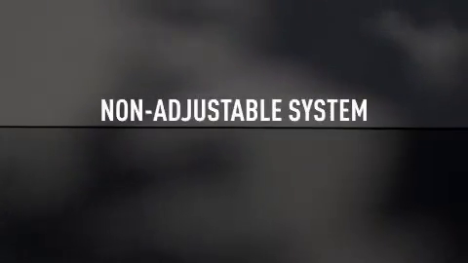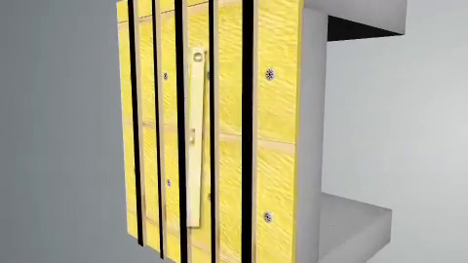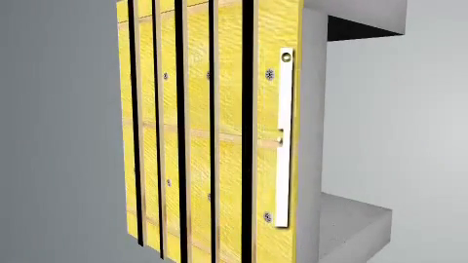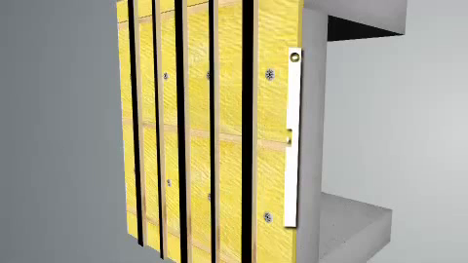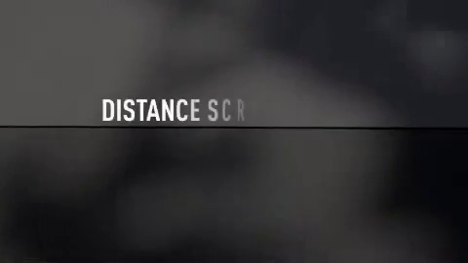Non-adjustable system. One way is to fix a series of counter battens horizontally across the wall and infilling them with insulation. Over these, the vertical battens are securely fixed at centres to suit the panel layout. This method is dependent upon having a level wall, as adjustment is limited and is normally used where thin insulation boards are specified. Distance screw system.